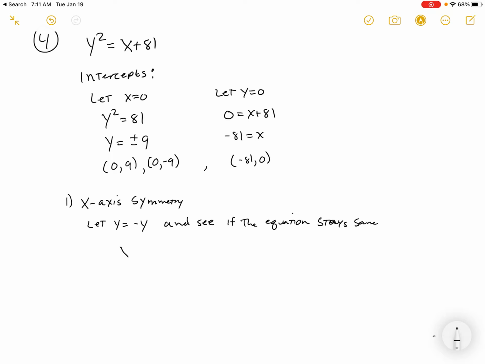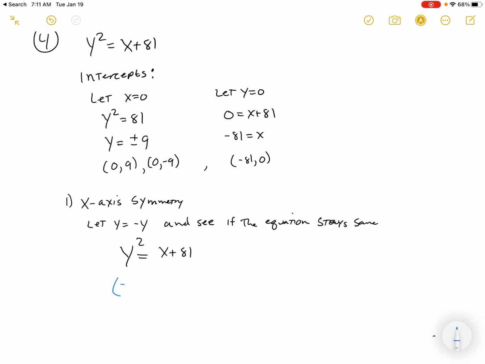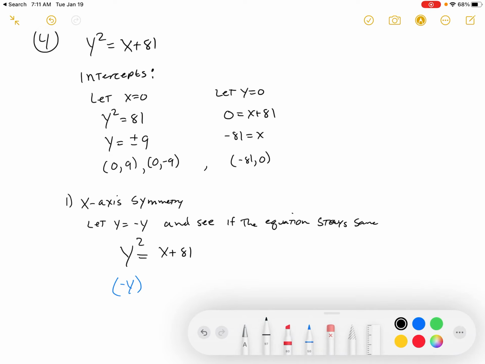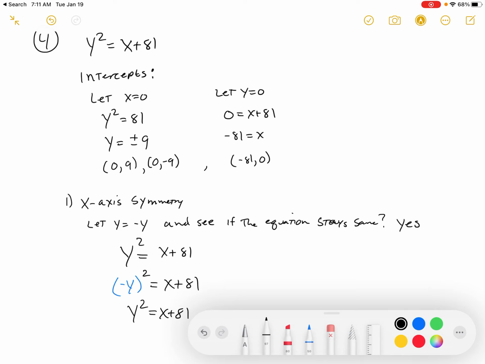So here's the original equation: y squared is equal to x plus 81. What are we going to do to test for x-axis symmetry? We're going to sub out y for negative y. Let me do that in blue. I'm going to take what was y and place in a negative y, and then everything else is staying the same. Now, what is negative y squared? Well, it's y squared. Does my equation look exactly the same as what I started with? The answer is yes. And so the answer to x-axis symmetry is yes. You absolutely have x-axis symmetry.